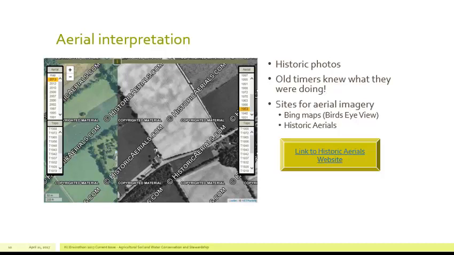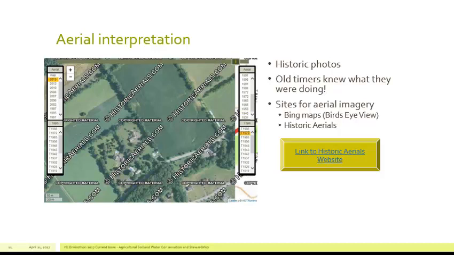This is an example of a snapshot from the Historic Aerials website. You can see on the left, I have an aerial photograph pulled up from 2013. And on the right, I have an aerial photograph pulled up from 1953. Historic Aerials will also let you compare historic topo maps.